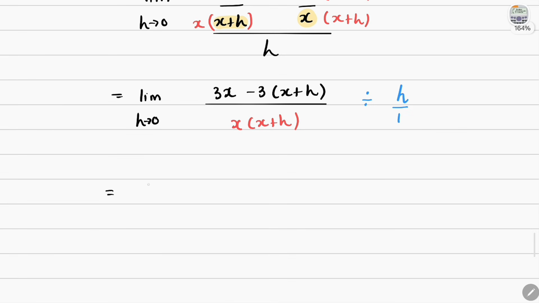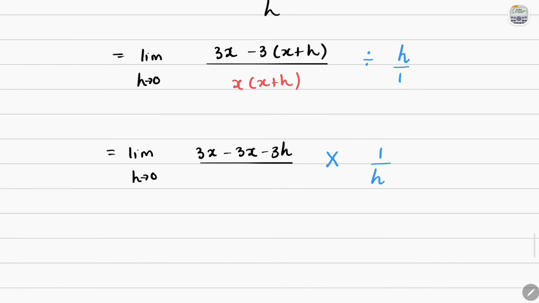So now this is equal to the limit as h approaches 0, and now this is 3x, and this distributes in minus 3x and minus 3h all over. Now with this, I'm going to keep this as it is because I can already see we have an h here, which we can take out as a common factor. And here we have an h, but we're dividing by h. So when we use keep-change-flip, this is going to become multiplied by 1 over h. And you see now we're going to have an h in the denominator that is going to cancel with that numerator of h. So always think ahead of time when working with these problems.